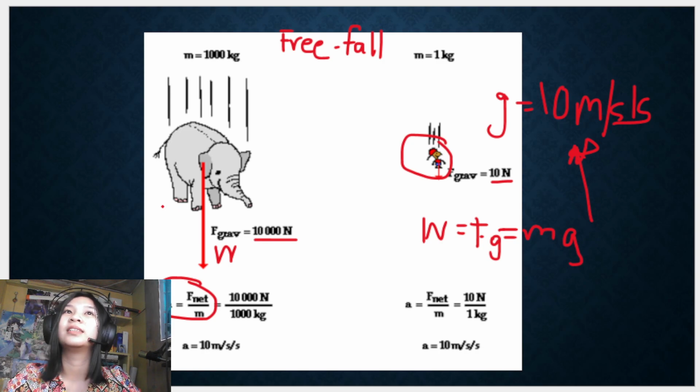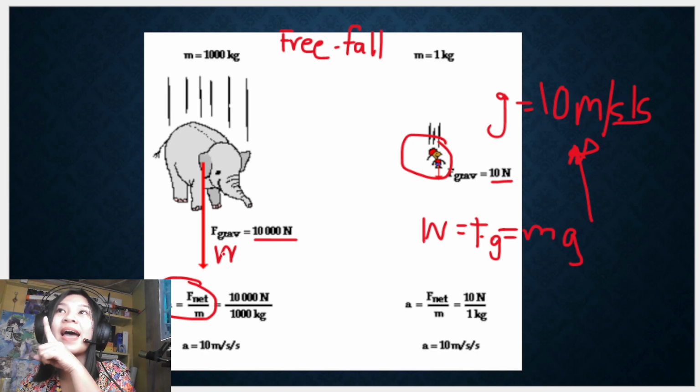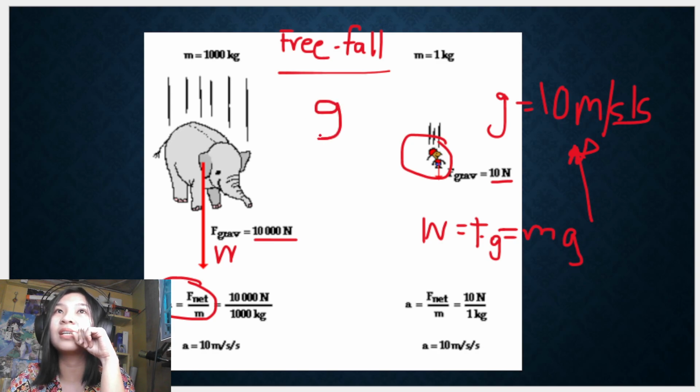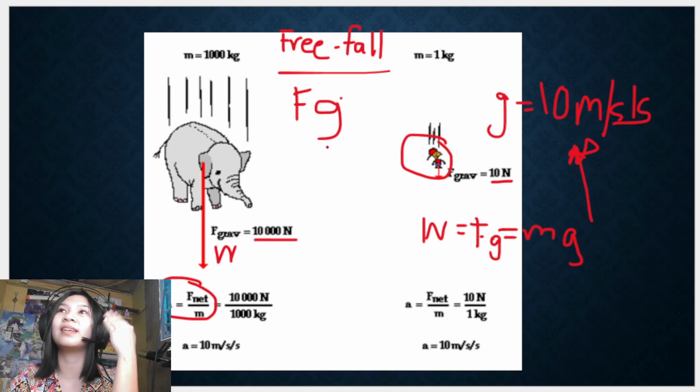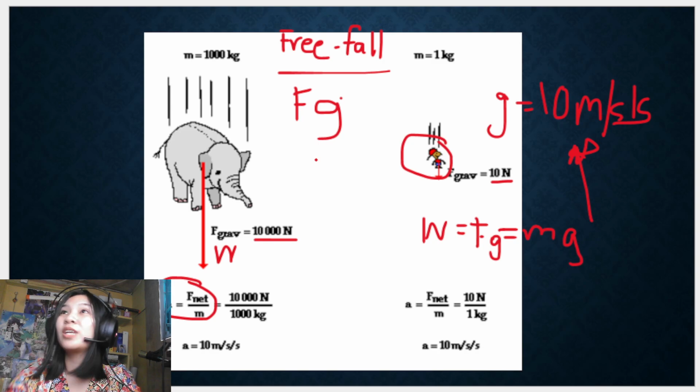Now here, we have only one force acting on your object. What is it? It is in free fall, so only the force of gravity acts on your object. There is no normal force, okay? Because for the falling object, in my summative, some of you included a normal force.